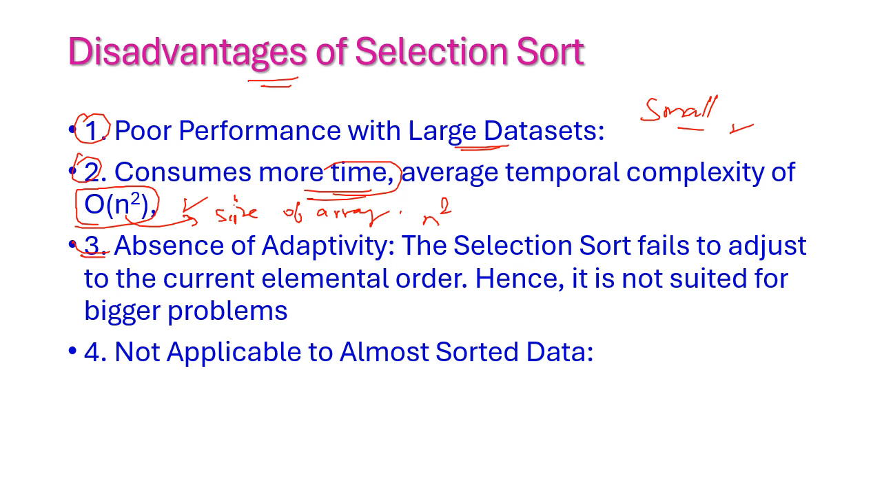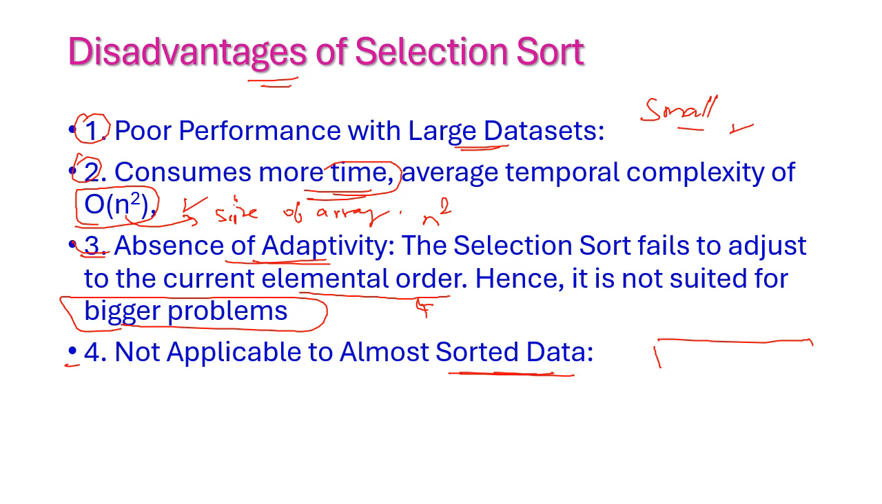And the third one, absence of adaptability. That is, selection sort fails to adjust to the current element order. Hence it is not suited for bigger problems. So this is called absence of adaptability. And the next one, it is not suitable for almost sorted data. If the data is already sorted, then again it will take order of n square time to declare the result, isn't it? So these are the disadvantages of selection sort.